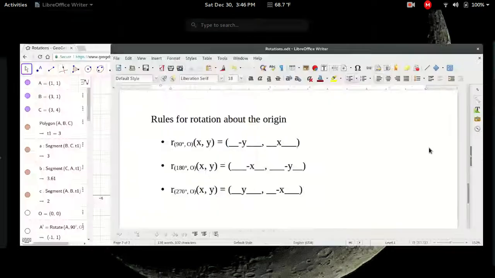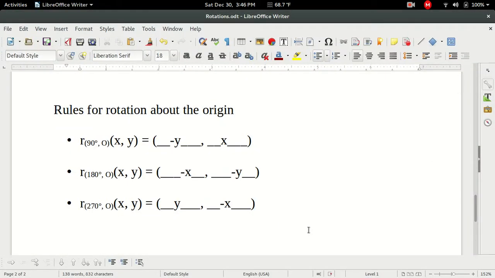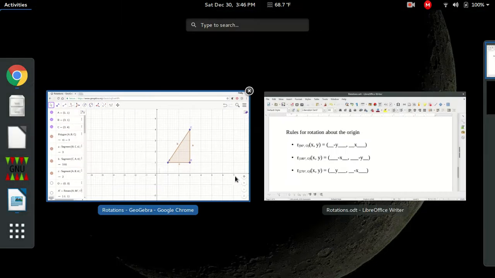On the note sheet that you received in class, you should have some workspace here for doing the 90-degree rotation. I would like you to go ahead and do this calculation. For the 3 points that make up our triangle, do the negative Y, X calculation. Figure out what A prime, B prime, and C prime are. Let's stop the video, do that calculation real quick, and then come back to the video.